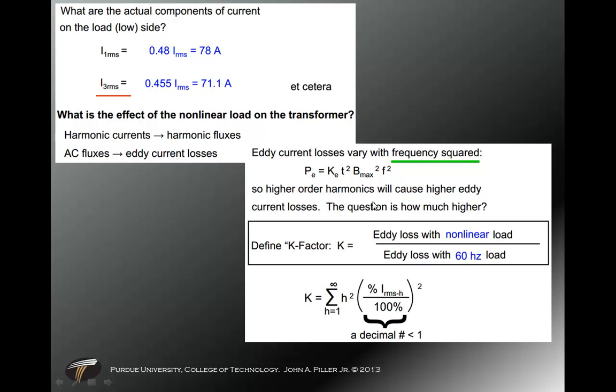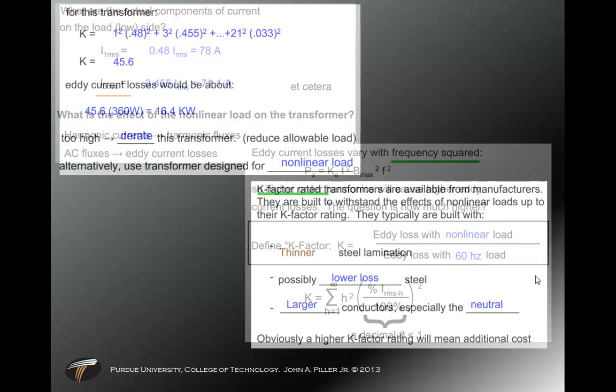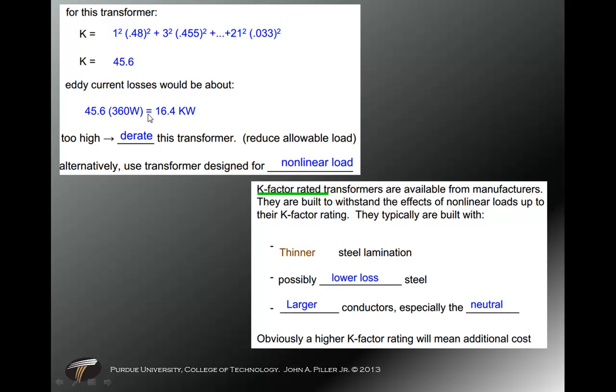Higher order harmonics will cause higher eddy current losses. The question is how much higher? So we have this K rating. So we do a ratio of the nonlinear load divided by the 60 hertz load frequency. And here's the limit calculation of that. We'll go through and you plug all the values that you received on the previous table into this little equation. And that's what we do here.